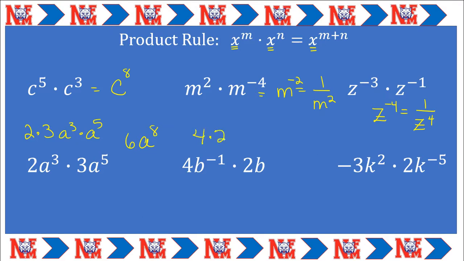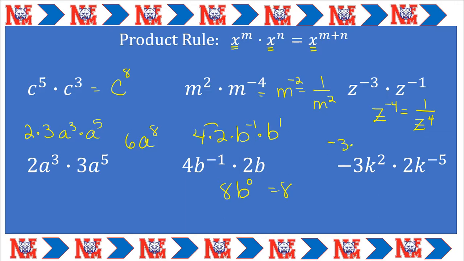Okay, let's rearrange and put our coefficients together and then our variables. 4 times 2 is 8. Then we're going to add -1 plus 1 is 0. We're never going to leave something raised to the 0. We know it's 1, and 8 times 1 is just 8.